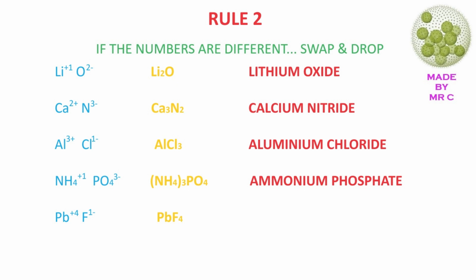And last of all, we've got lead that is 4+ and fluoride that is -1, and it becomes PbF4, which is called lead(IV) fluoride. Whenever there's more than one charge for a particular element, we use Roman numerals to identify it. In this case, lead comes as 2+ or 4+, and so here we've written lead(IV) fluoride.